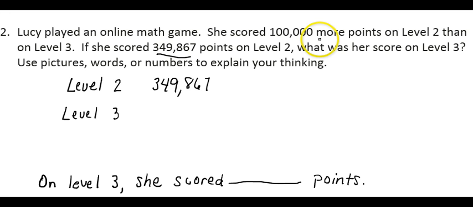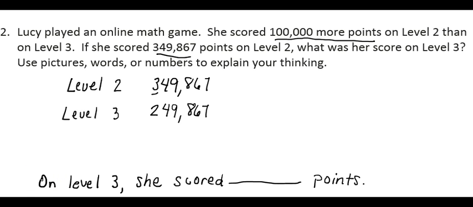And the amount that she scored on level 2 was 100,000 more points than what was scored on level 3. That tells me she scored less points on level 3. And level 3 needs to be 100,000 less points than level 2. Well, in level 2, we have our 3 in the 100,000s place. If I want to go 100,000 less points than that, that means I would have a 2 in my 100,000s place. Everything else would stay the same.